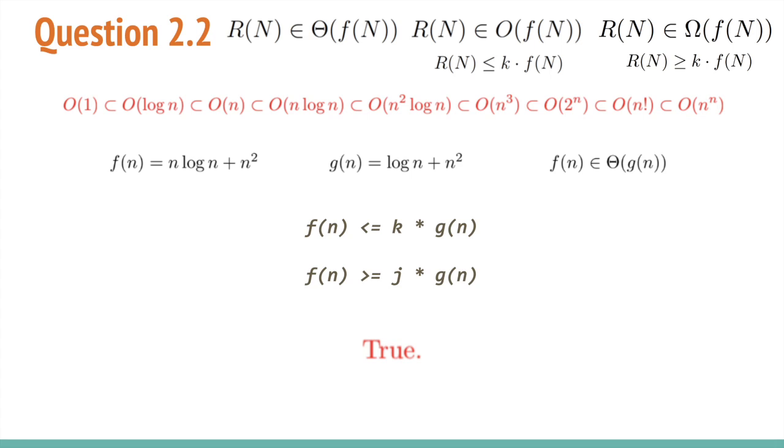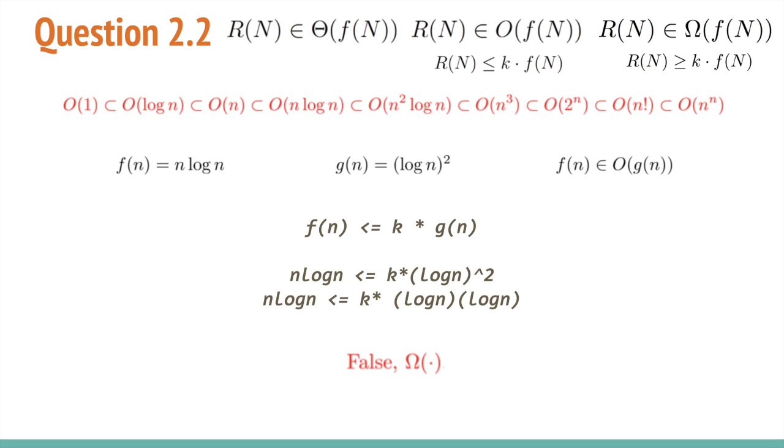Here we have f of n equal to n log n plus n squared, which will be bounded by n squared. G of n is equal to log n plus n squared, which will also be bounded by n squared. So since these bounds are equivalent, f of n is in big theta of g of n, so this will be true.